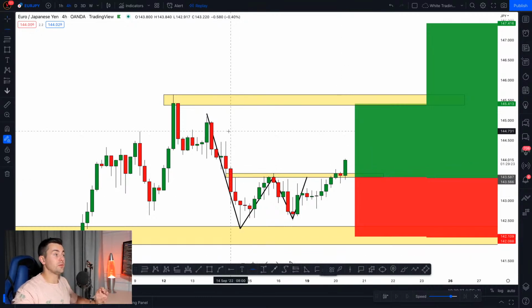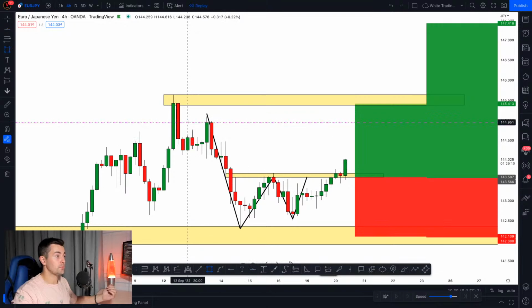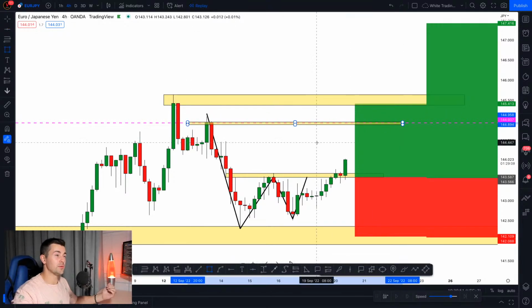Last thing to note right here is the so-called break-even point, the point where we protect our trading position and make it risk-free. Here we have quite strong horizontal structure, some kind of key level. Once the price reaches that level, we take our stop loss, move it to entry, and make our position risk-free.